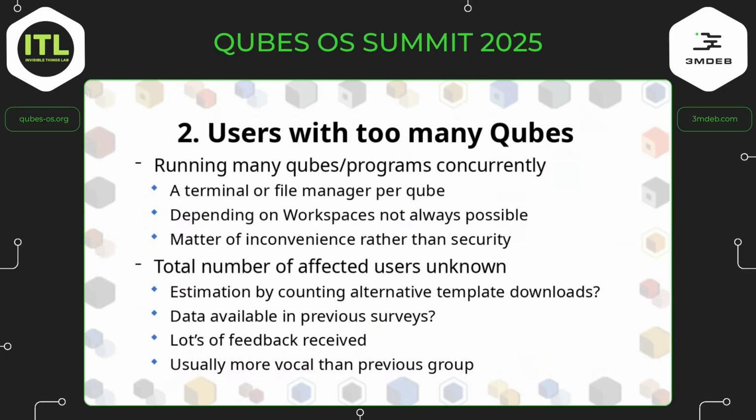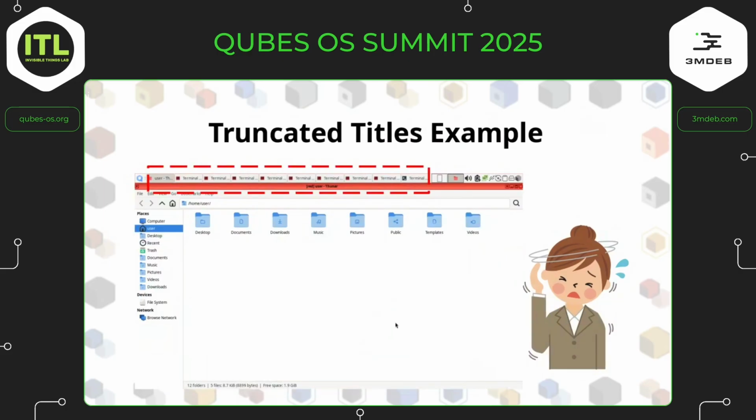The second group is the users with too many cubes. It's a matter of inconvenience rather than a security issue. Their number is unknown. Maybe if we just look at alternative template download statistics, or maybe previous surveys might have some data. But for sure, we have received lots of feedback from them, and they're usually more vocal than the colorblind group. As you can see in the screenshot, by just having 10 applications open, the window titles are truncated and we do not have the cube name in the titles anymore.